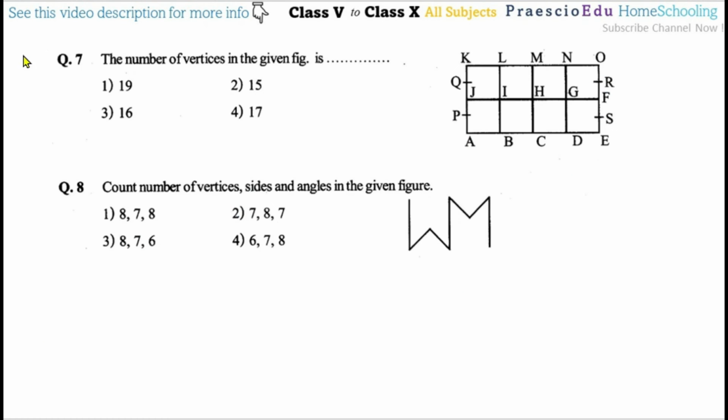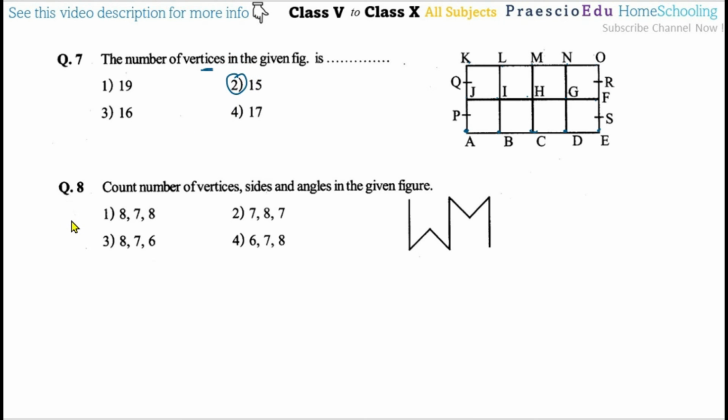one. Now question number 7, the number of vertices in a given figure is, only the vertices we have to count. So vertices mean two or more lines meet each other at a point, so this is 1 2 3 4 and 5, so 6 7 8 9 10 11 12 13 14 and 15. Okay, 15 means option number 2 is a correct one.